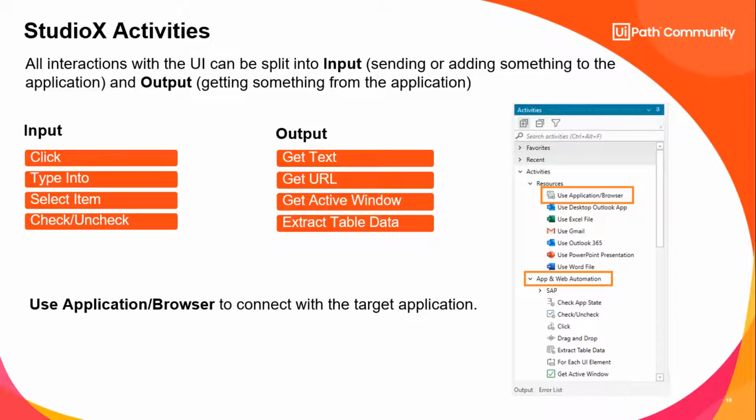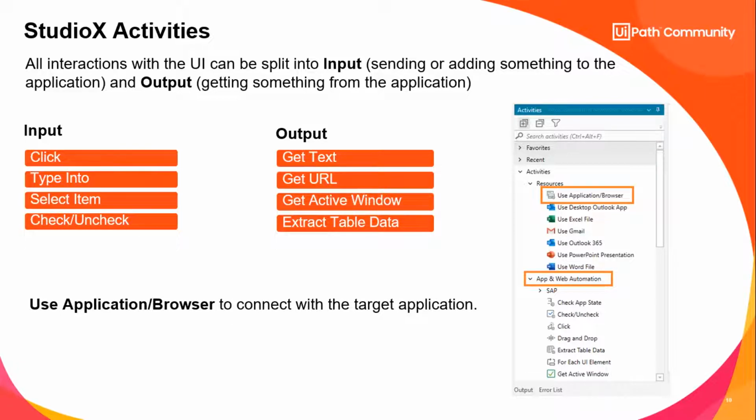Also, as you can see in another screenshot, we have something called resources and activities, right? Resources are those activities that help you to connect with the application first. Before you start automating any application, your automation has to first connect and authenticate with the application. For that, we use these resources. Whenever you are doing UI automation, you have to use the resource called use application browser. Again, the name is pretty obvious: if you are trying to connect with a web page or a browser, the resource that you are going to use is use application browser.